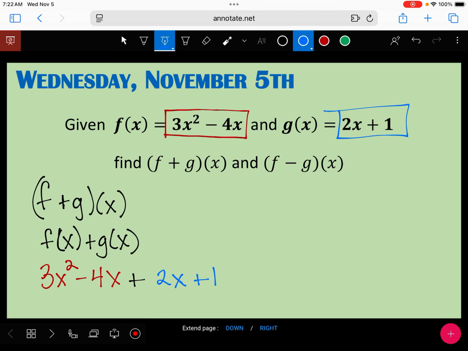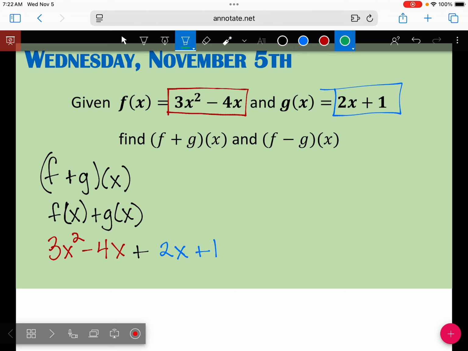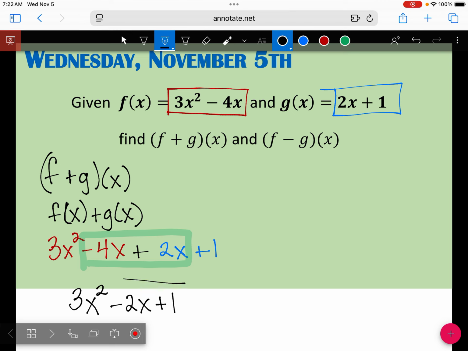Yep, the -4 and the 2. So let's go ahead. That's all we can do is add these together. And that's going to give us 3x squared. And then what is -4 plus 2? -2x plus 1. That's my answer. That's f plus g of x.